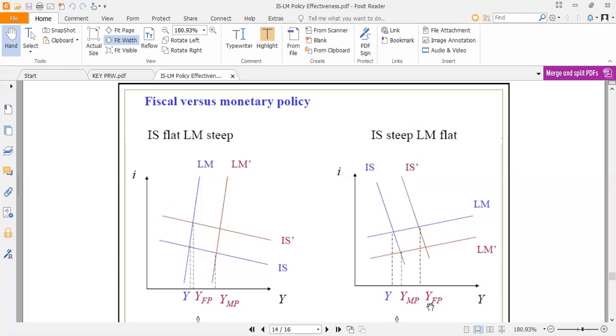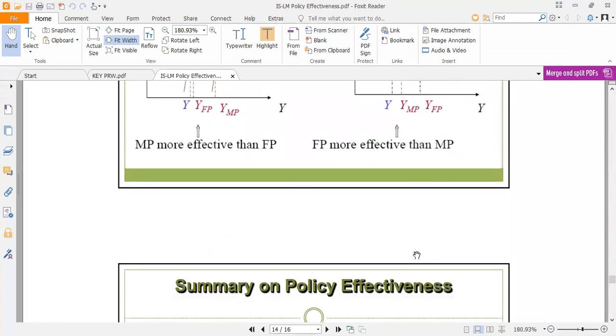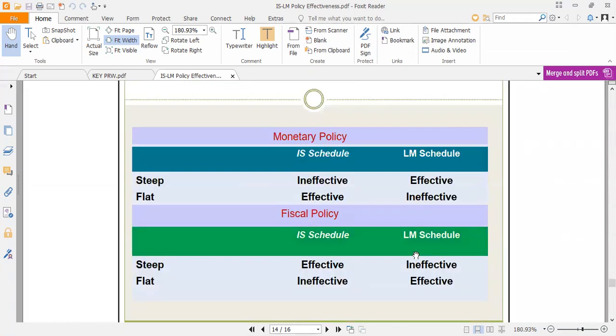Comparing these two, you will see that the fiscal policy is more effective because the increase in income is way larger than the one that we had from the monetary policy. So when the IS curve is steeper than the LM curve, we rather go for a fiscal policy because that one becomes more effective.